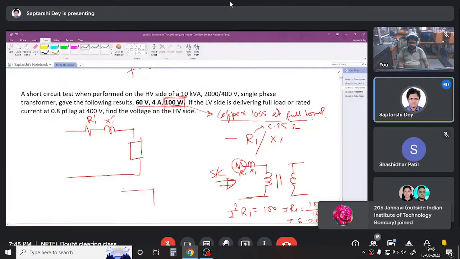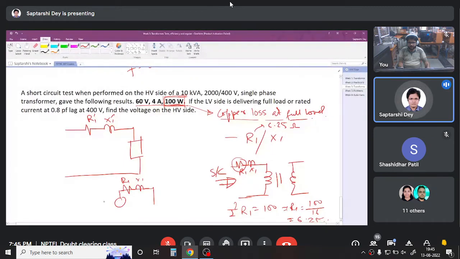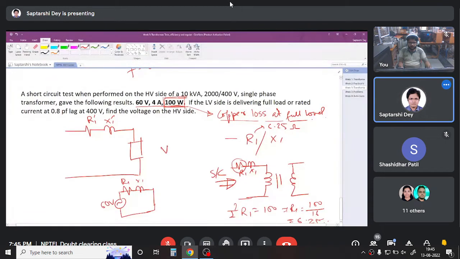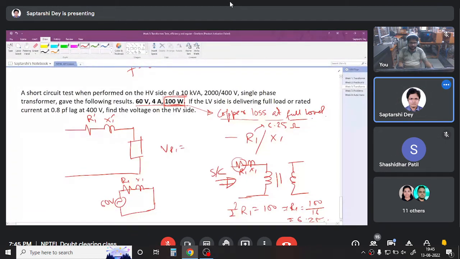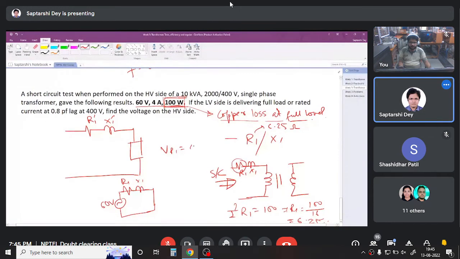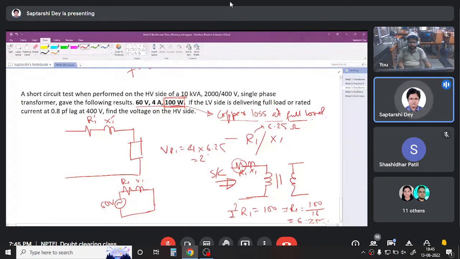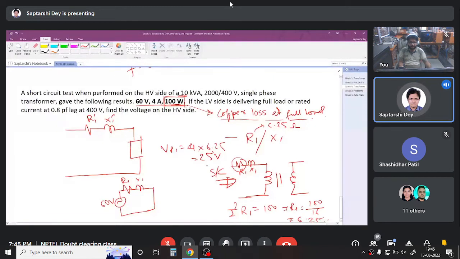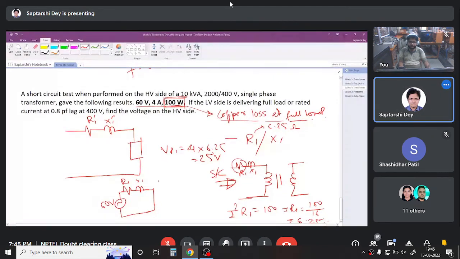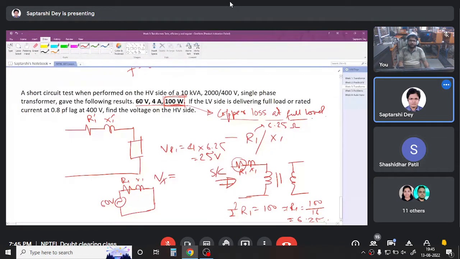I have a circuit where R1 and X1 are there. This is short circuited. I have applied a 60 volt supply here. Now the voltage drop across R1 is how much? Higher. 25 volt. So if the supply voltage is 60 volt and the voltage across this resistance is 25 volt, what is the voltage across this inductance?